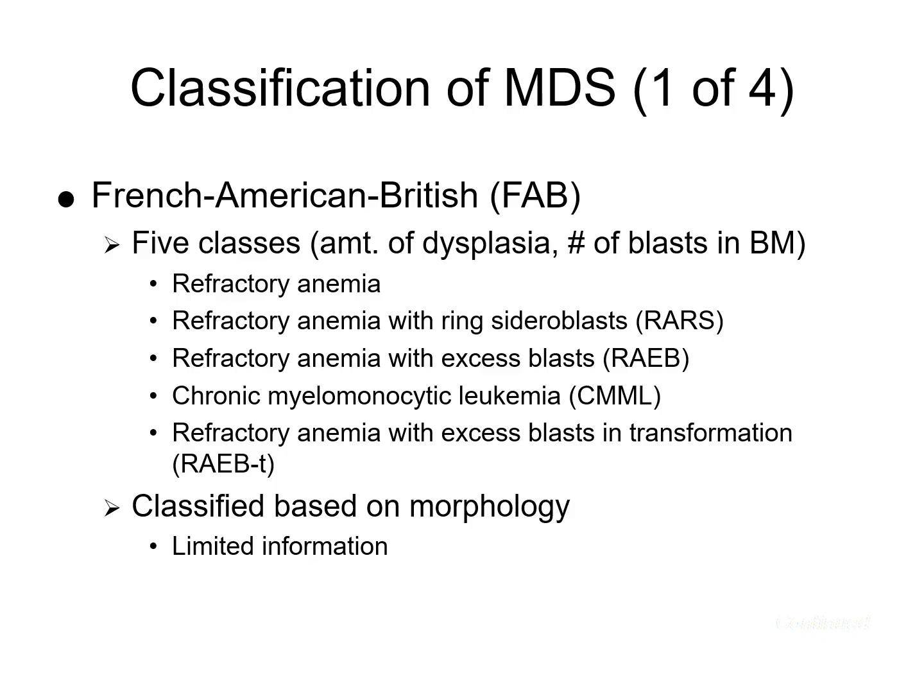For the classification of myelodysplastic syndromes, we have the French, American, British, or the FAB classification. The FAB classification was one of the earliest systems developed to categorize myelodysplastic syndromes, and that's based on morphological features. Key features of the FAB classification: it divides myelodysplastic syndrome into 5 major subtypes, based on the degree of dysplasia and the percentage of blasts in the bone marrow. It relies on morphology alone, and it lacks cytogenetic or molecular data, so it has limited prognostic value in modern practice.